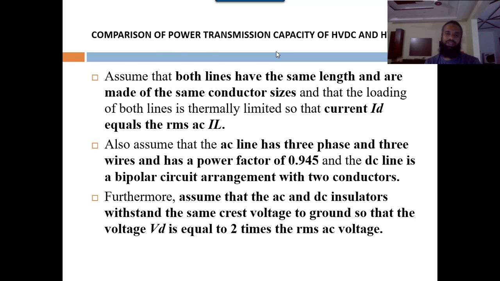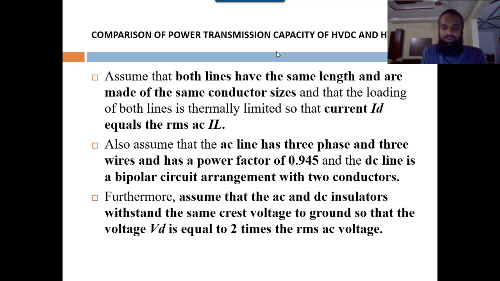Now the comparison between an AC system and a DC system. One thing you should make clear is that we need to assume something in order to compare the AC system with the DC system. So the initial assumption is that both lines have the same length and are made up of the same conductor size, and the loading of both lines is thermally limited, so that the DC current is equal to the AC current. As the load and the system are the same, the DC current is the AC current.